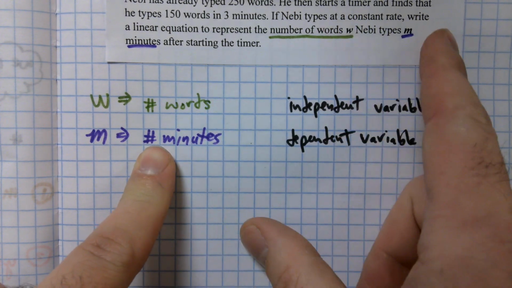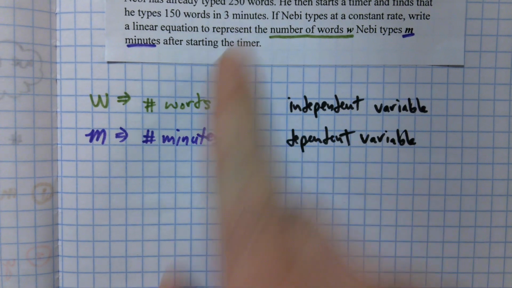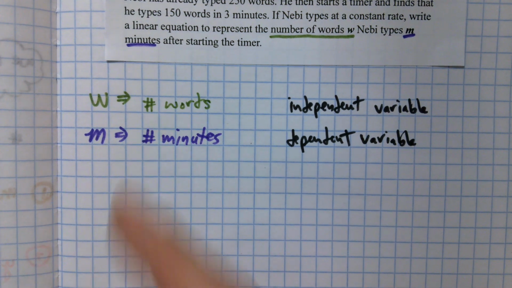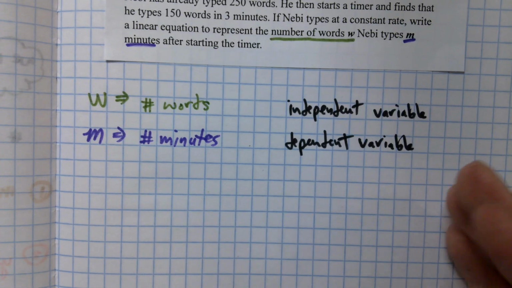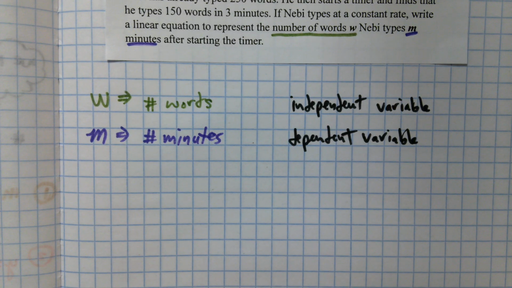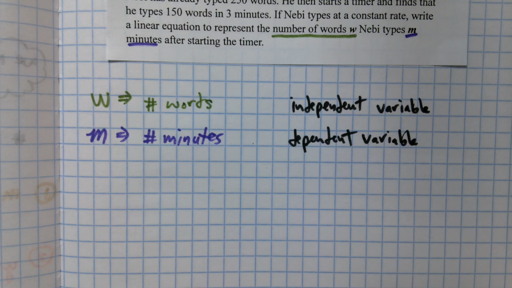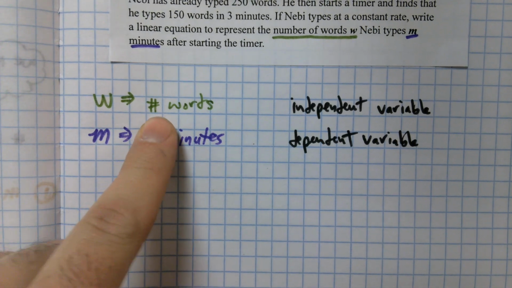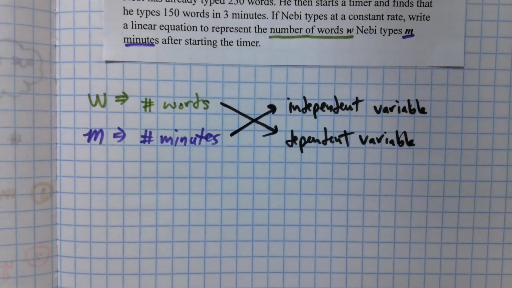Right? If I'm going at a constant speed of 150 words in 3 minutes, it's just 50 words per minute. Right? And I sit there for an hour, would I have more words typed after an hour or 5 minutes? An hour. So the amount of words that I type depends on how long I've been typing. The other way around would mean that as I'm typing words, time is moving on. So if I stop typing, time is going to stop as well. And that obviously is crazy. That wouldn't make sense. So the number of words is dependent on the number of minutes Nebi has been typing.